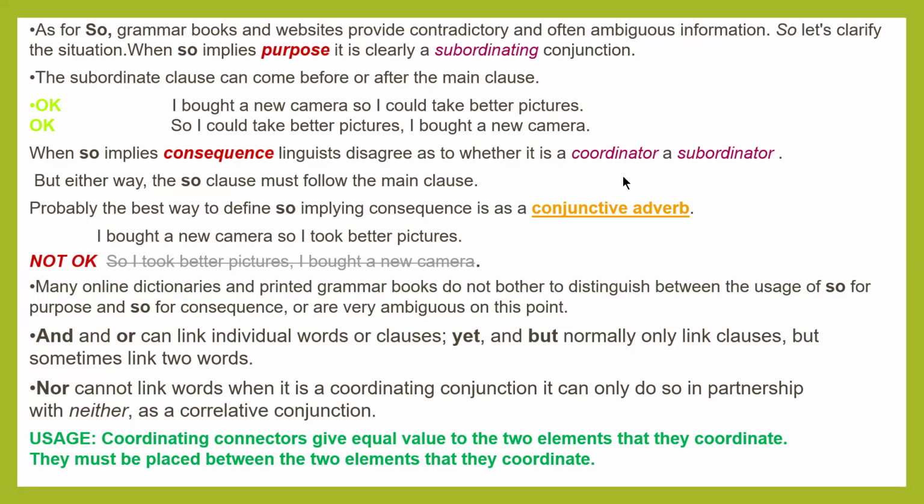Now, what are the uses of coordinating connectors? Coordinating connectors give equal value to the two elements that they coordinate. Always remember, the seven coordinating connectors always give equal value to the two elements that they coordinate. They must be placed between the two elements that they coordinate. It's a very important point.